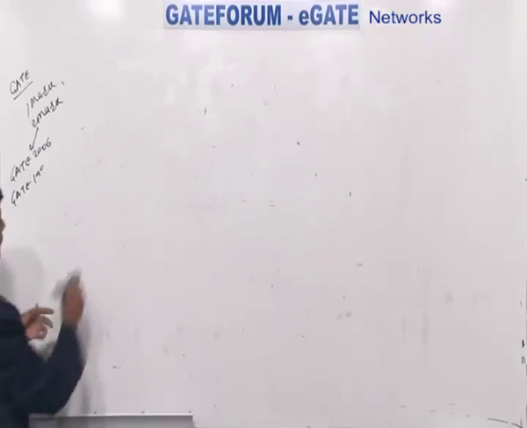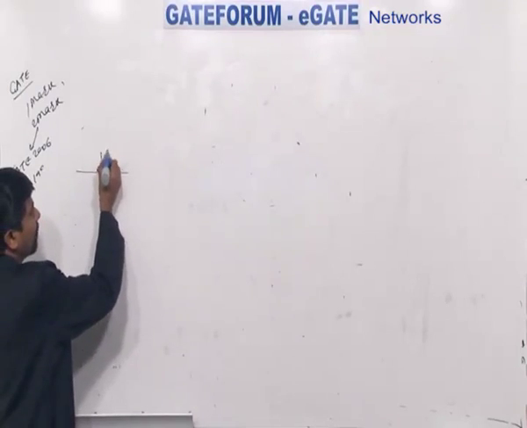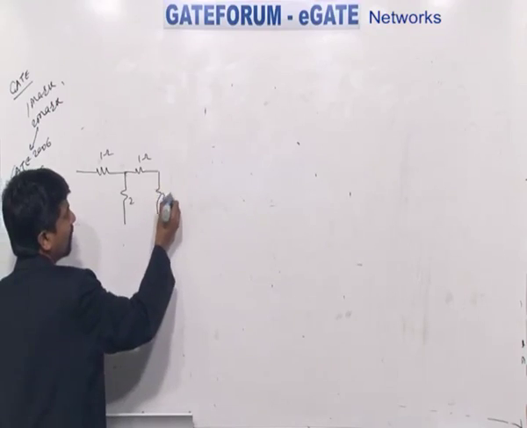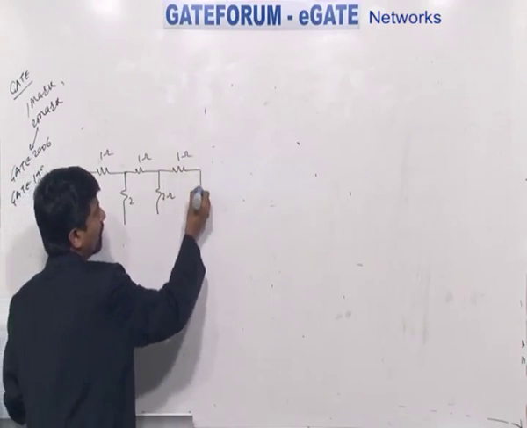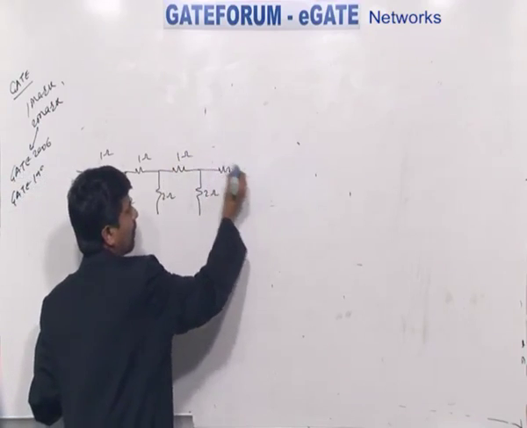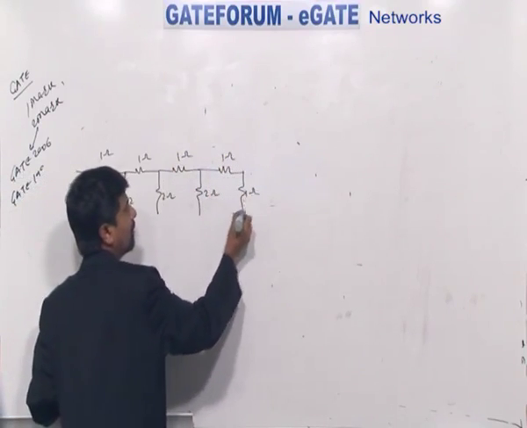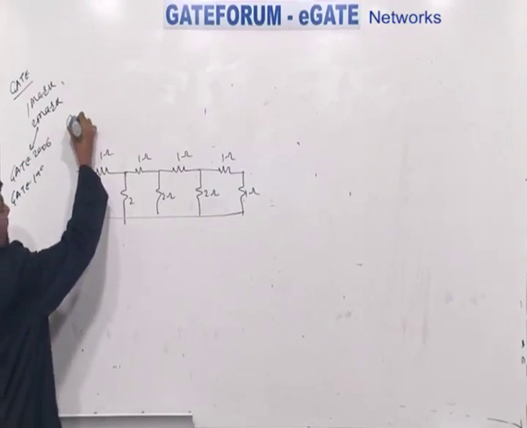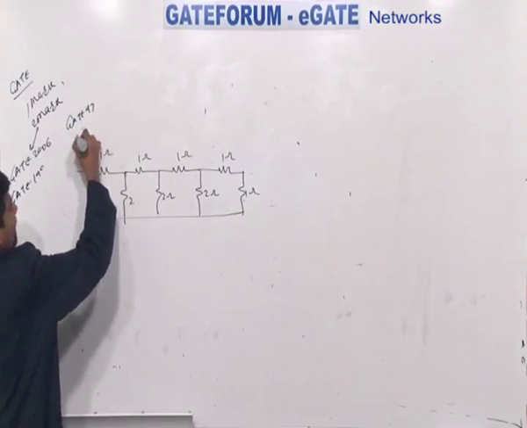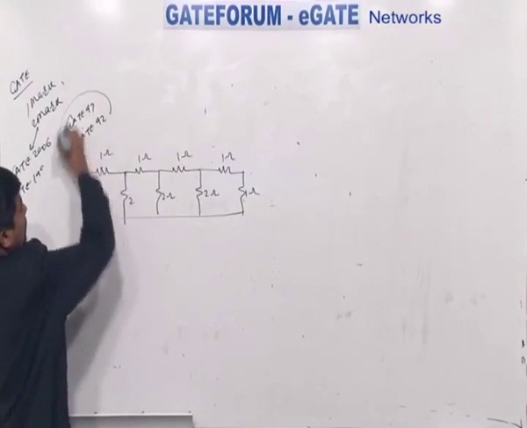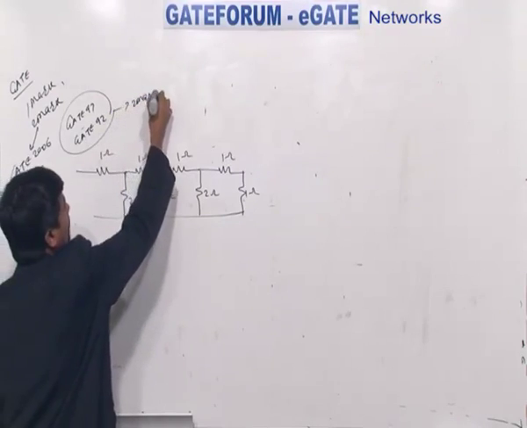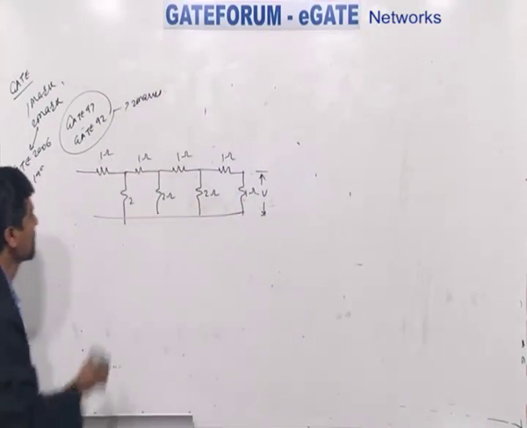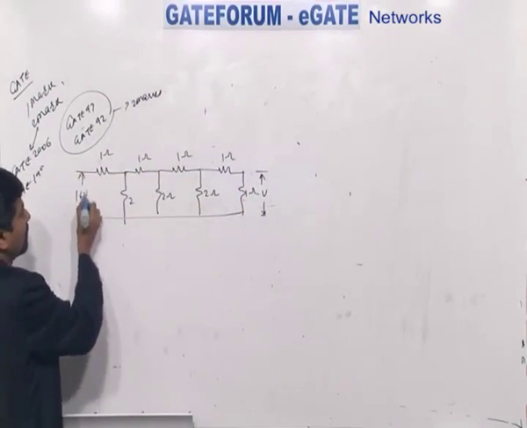How can we get this? Consider, suppose I have 1 ohm, 2 ohm, 1 ohm, 2 ohm, 1 ohm, 2 ohm, 1 ohm, 1 ohm. Now this circuit is there. I think this is for 2 marks from GATE 97 and GATE 92. Suppose somebody says I want to find the voltage V. Applied voltage is, suppose, 16 volts.